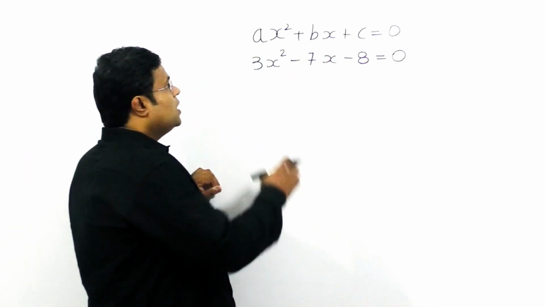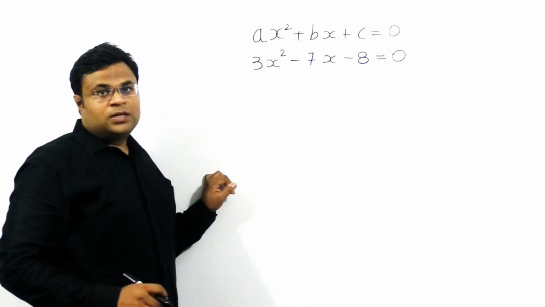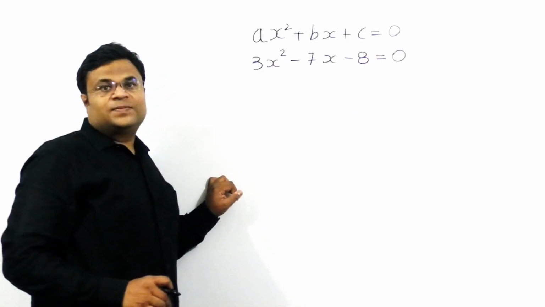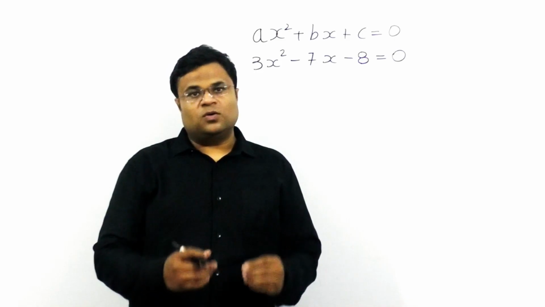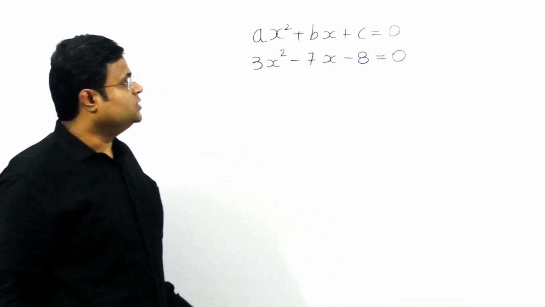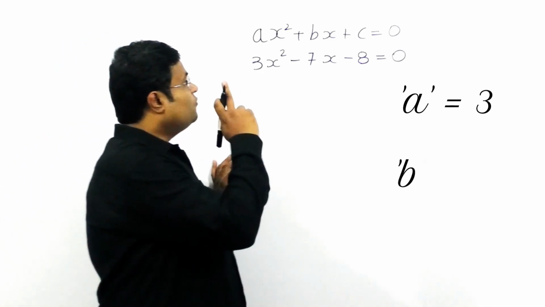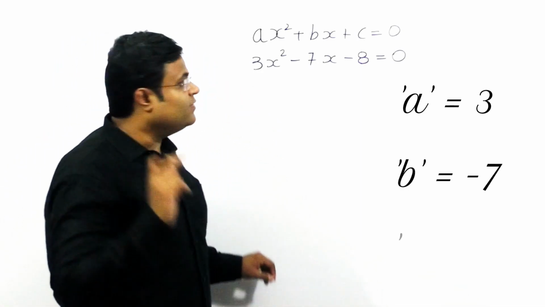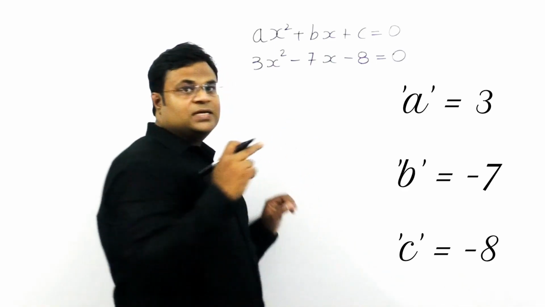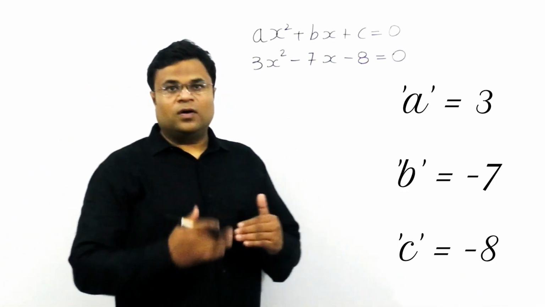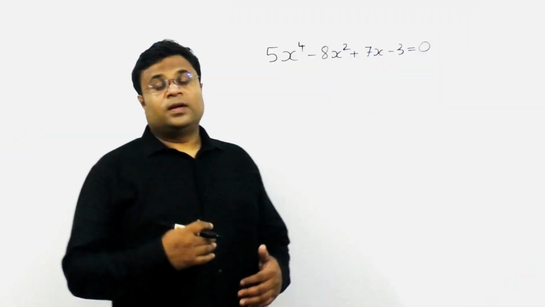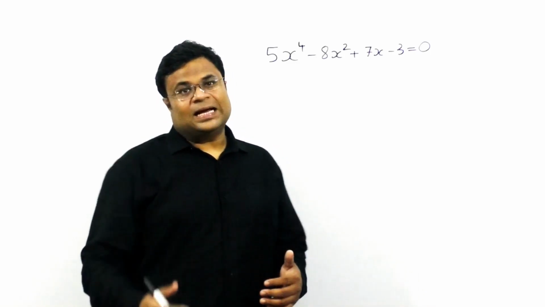And let's talk about this quadratic equation: 3x² − 7x − 8 = 0. It's a perfect example. Here, the value of a is 3, the value of b is −7, and the value of c is −8. Alright, now let's take up a few examples.